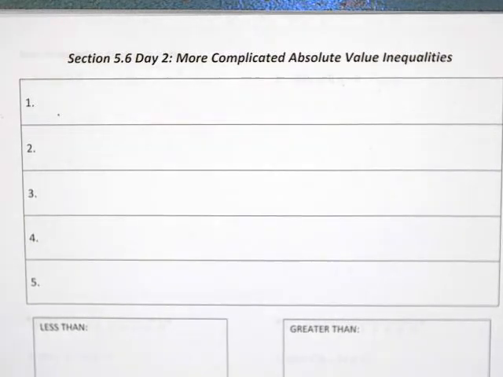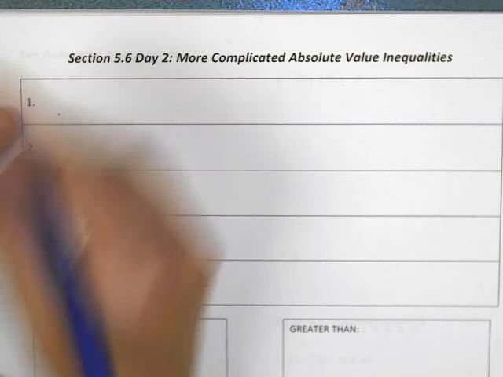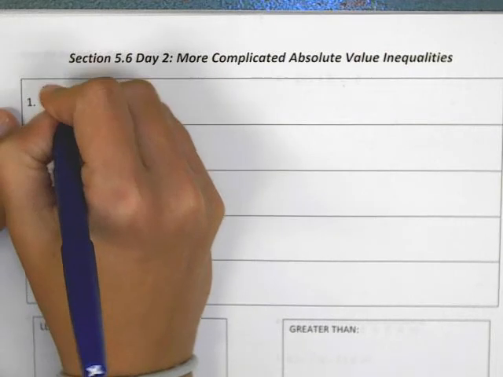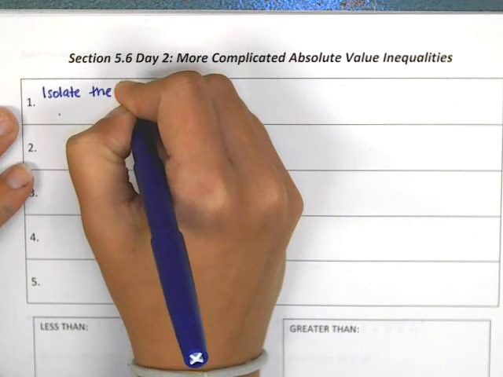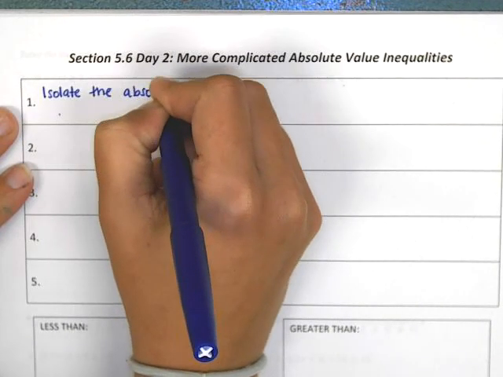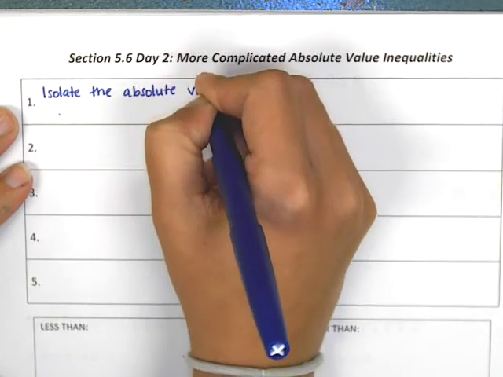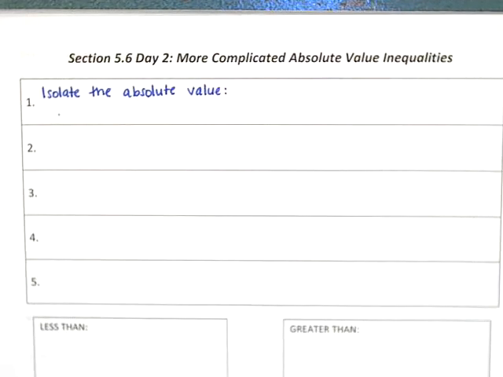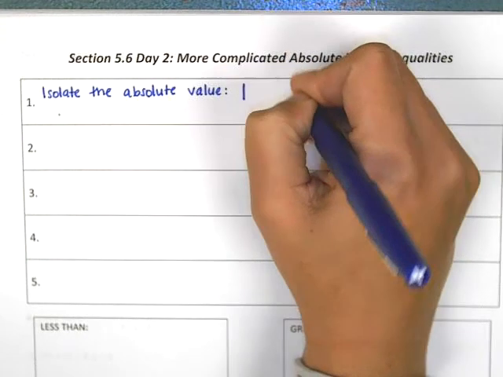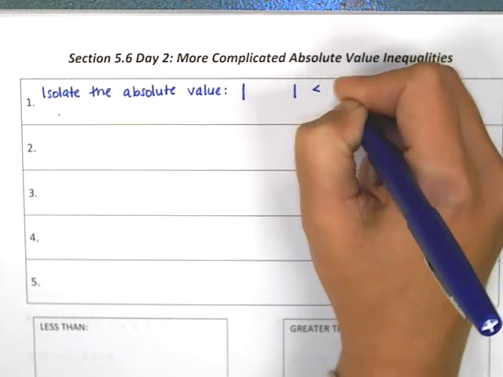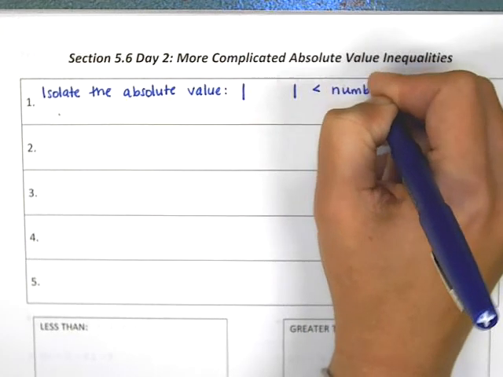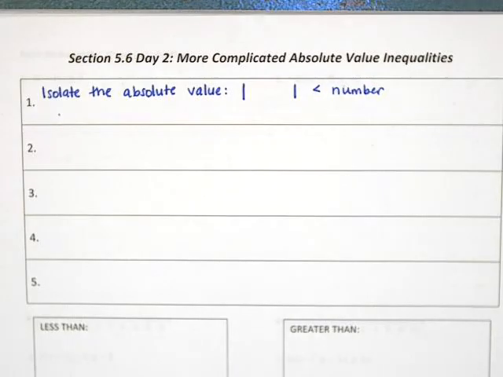So the first step in every one of these problems is always going to be to isolate the absolute value. In the end, you want your problem to have an absolute value symbol and then some sort of an inequality and then the number on the other side. It's really important that there are no numbers outside of the absolute value symbol.